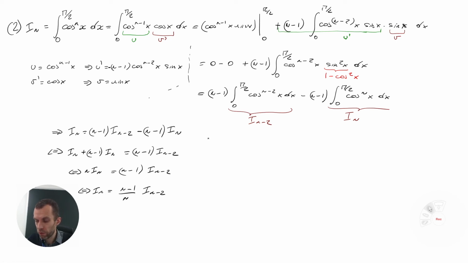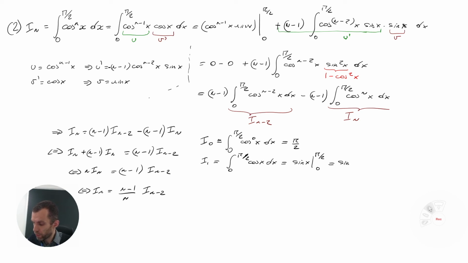So let's calculate a few concrete values. For I_0, we have the integral of cosine to the power 0 of x dx, and that's pi over 2. And for I_1, we have the integral of cosine, so that's sine x from 0 to pi over 2, and so that's sine of pi over 2, or 1.